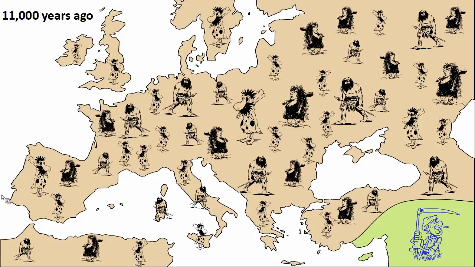Then about 11,000 years ago, something quite remarkable happened. We see the first farmers arising in the Middle East, and more precisely in an area known as the Fertile Crescent. The change from foraging to farming is quite a dramatic change.